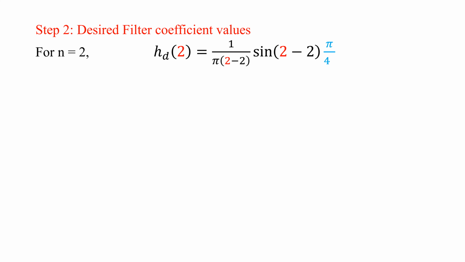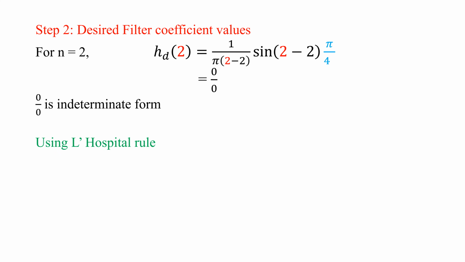First let us find the value for n is equal to 2. Because it is a special case, here 0 by 0 will come. Now let us see. 1 by pi into sine of n minus 2 over n minus 2. In the denominator we have 2 minus 2, that will become 0. Then sine of 2 minus 2 will also become 0 because sine 0 is 0. So the answer is 0 by 0. Actually this is an indeterminate form, so we can use L'Hospital rule.